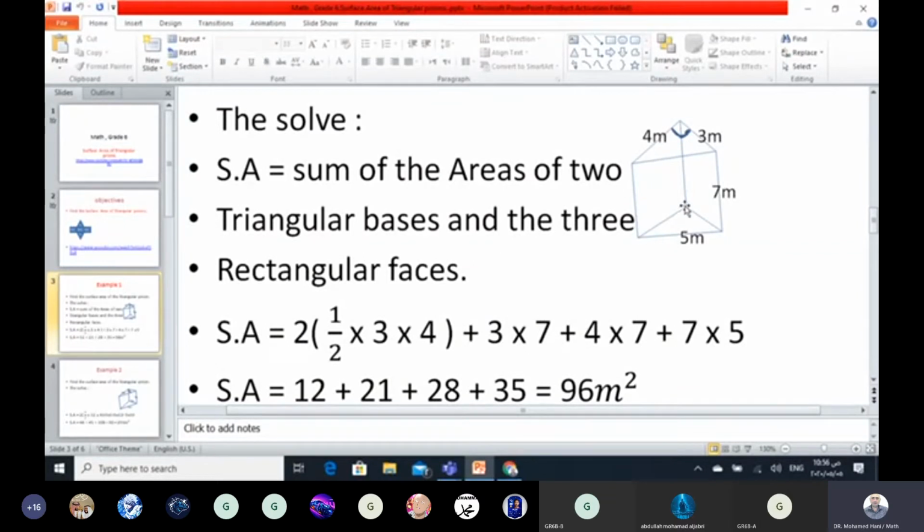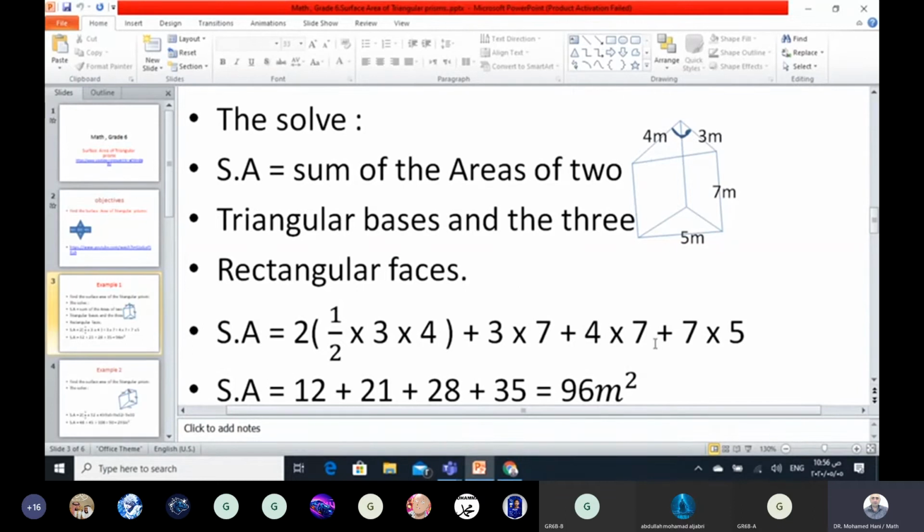This is the second rectangle. As you see here, we have the width 4 and the length 7. This side equals this side, here 7 means here 7. So here we have 7 and here we have 4. To solve the area of this rectangle, just multiply length times width: 7 times 4.